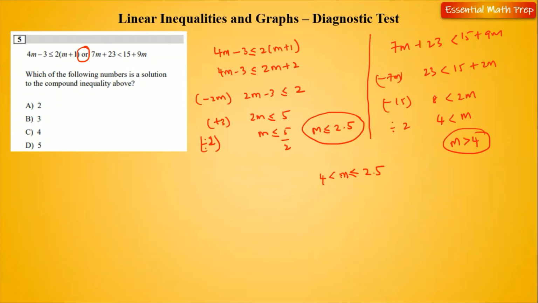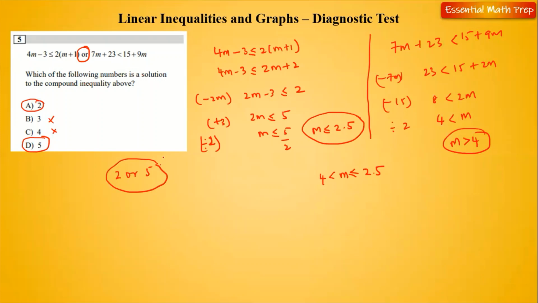Well, these are two separate things. M is greater than 4, which means 5 can be a solution. M is not 4 for sure. M is less than or equal to 2.5, which means 2 is possible. 3 and 4 are out. So which are the following numbers? It's 2 or 5.